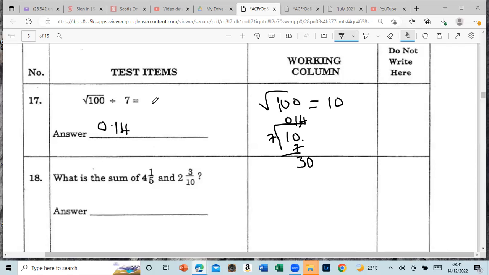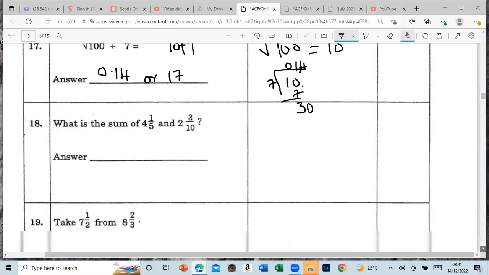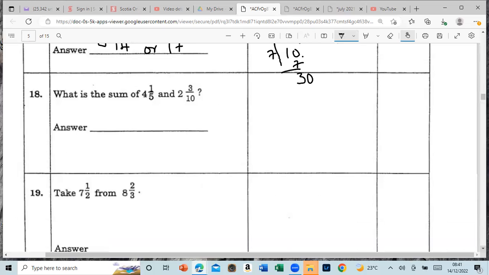But if it was 10 plus 7, it would have been 70. But I'm not sure of the sign. So it's either that or 70. But on your paper you would have asked, but I'm not entirely sure. You look at division too. So it's 0.14. Alright, what is the sum of 4 and 1/5 and 2 and 3/10?